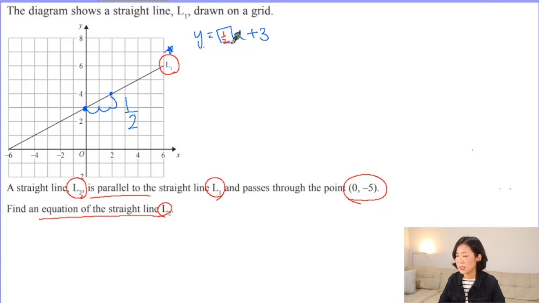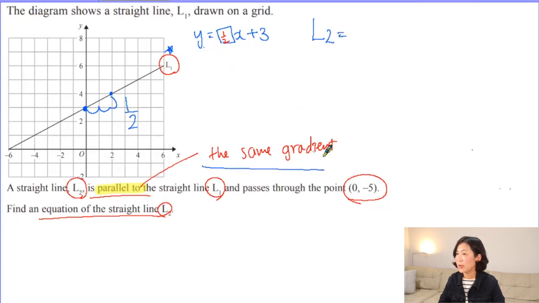Then what did you notice from the question? This is the equation for L1. The key information is that L2 is parallel to the straight line L. Parallel, we learned about it, right? When the gradients are the same, then the lines are parallel to each other. That's very important. Then we know that L2 has the same gradient as L1. So we know that a half is the gradient.